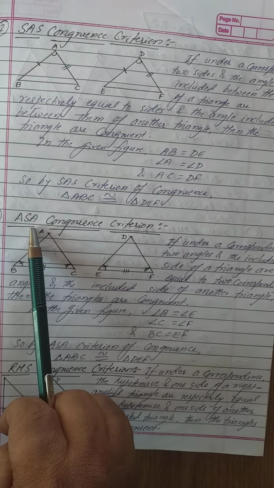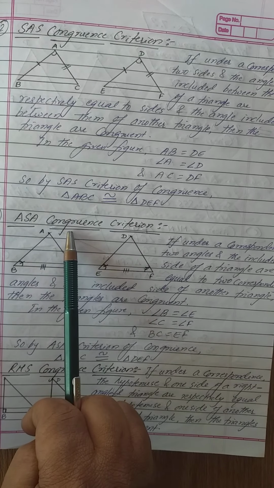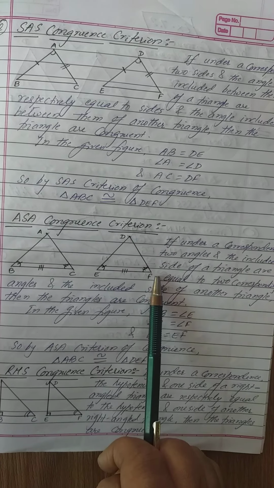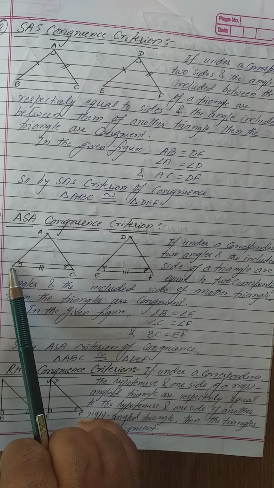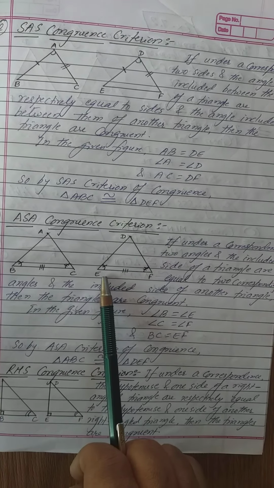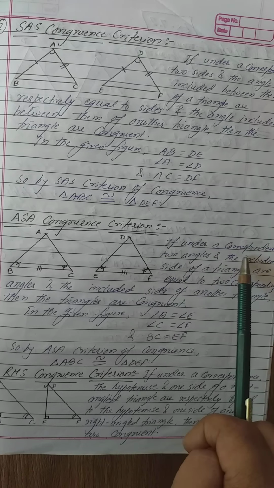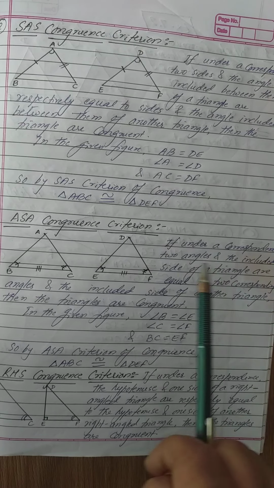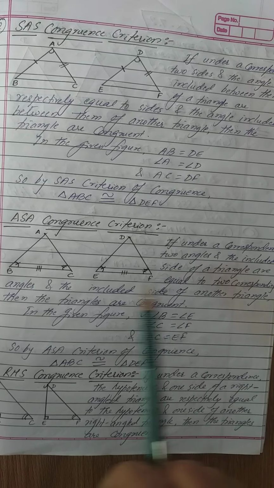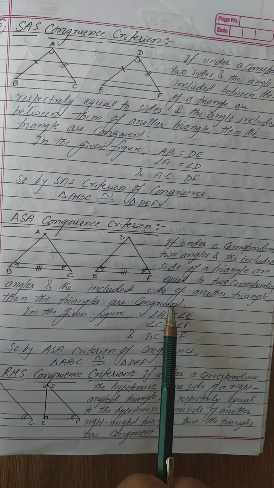Third one, ASA congruence criteria, that is angle side angle congruence. Here again you can see triangle ABC and triangle DEF have been drawn. Length of BC is equal to length of EF, angle B is equal to angle E, angle C is equal to angle F. If under a correspondence 2 angles and the included side of a triangle are equal to 2 corresponding angles and the included side of another triangle, then the triangles are congruent.